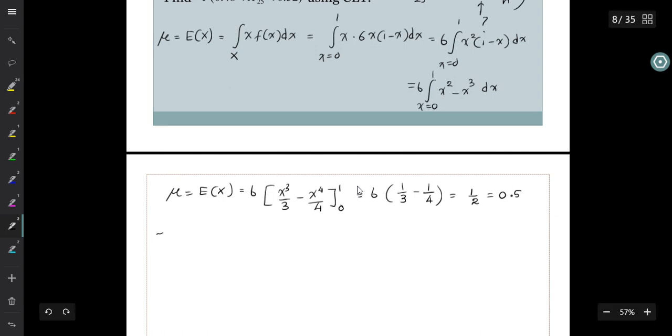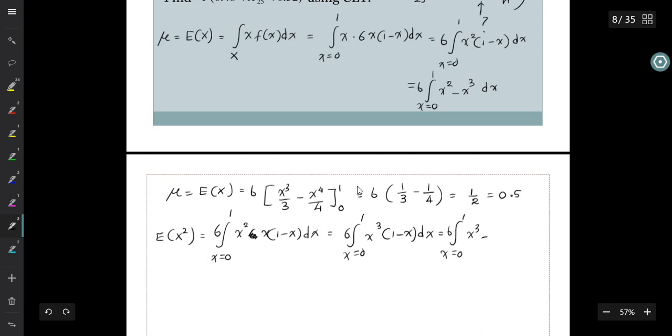Next, we have to find the variance. In order to do that, we have to find the second moment, E of x square. We follow the same method with x going from 0 to 1. We have 6 outside. Now we have x square times 6x(1 minus x) dx, which ends up with the integral from 0 to 1 of x to the 3 times (1 minus x) dx. Now we have the integral from 0 to 1 of x to the 3 minus x to the 4 dx, and by evaluating this we get the answer 3 over 10.